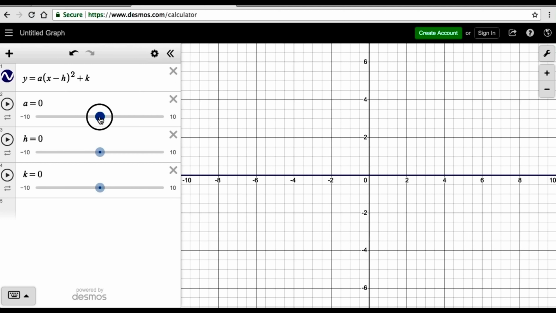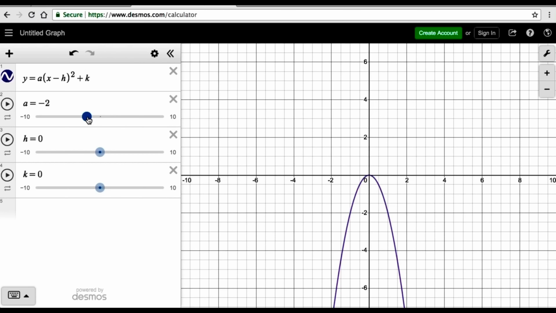Now, if A is negative, the graph opens downward. If we decrease it, going negative all the way to negative 10, as you can see, it gets skinnier and skinnier, but it's facing downward because A was negative. Now, if we move this cursor towards 0, the graph gets wider and wider as it gets closer to 0, but it's still opening downward since A was negative.